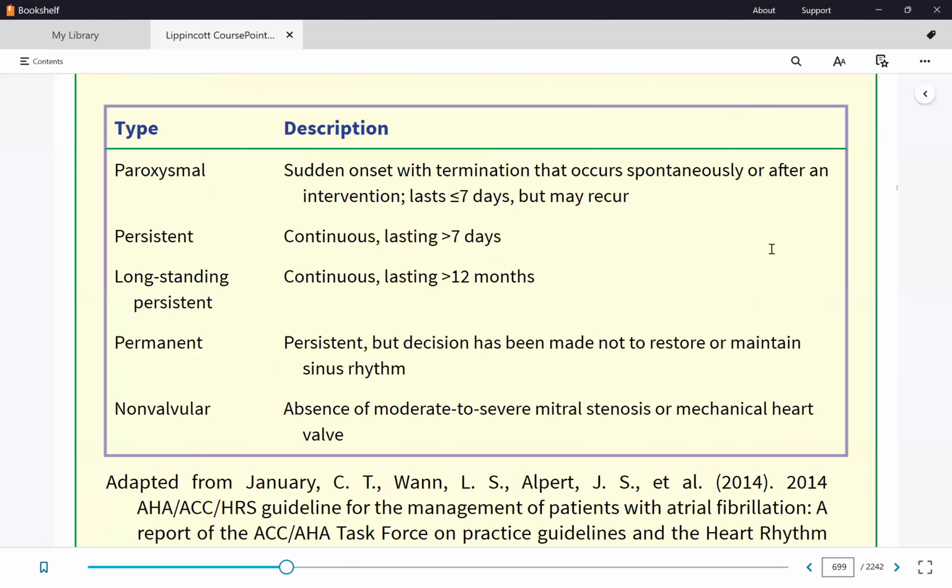But for persistent, long-standing, these are resistant to any antidysrhythmics, meaning these AFibs don't convert ever anymore. So for paroxysmal, you have a chance to convert it. But for persistent, long-standing, permanent, these are hopeless. They're going to be AFib forever.